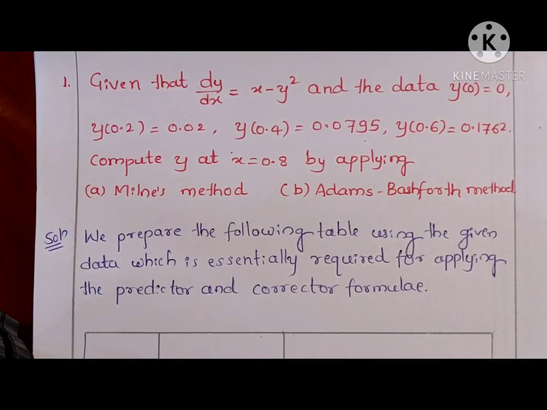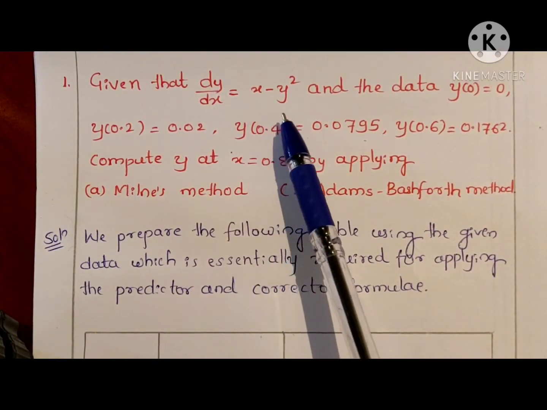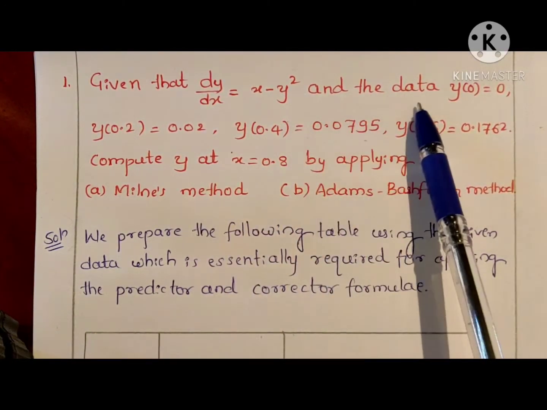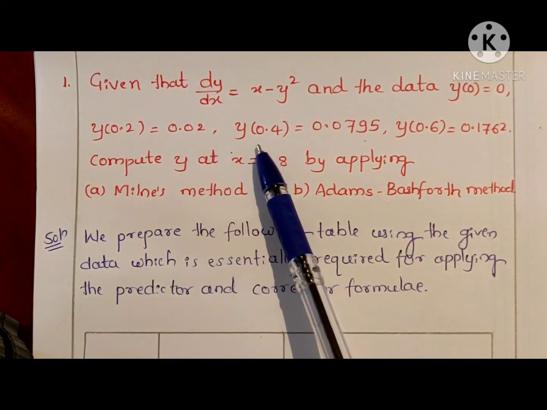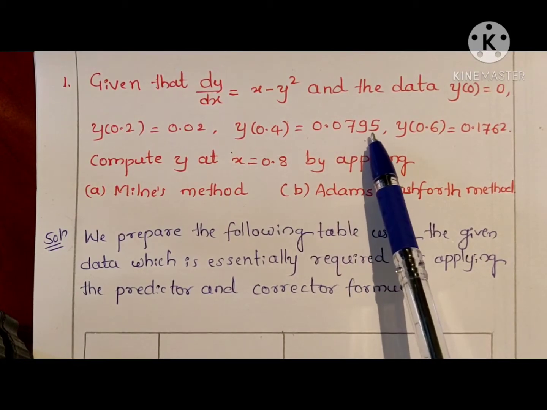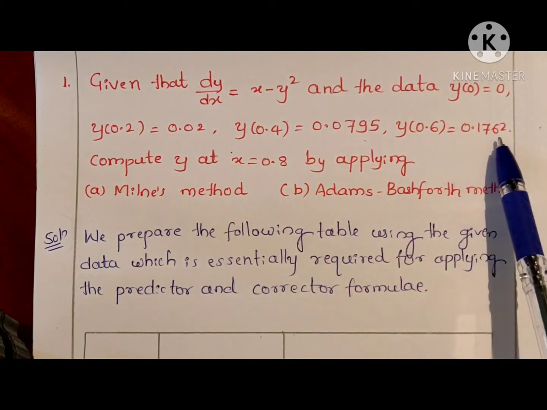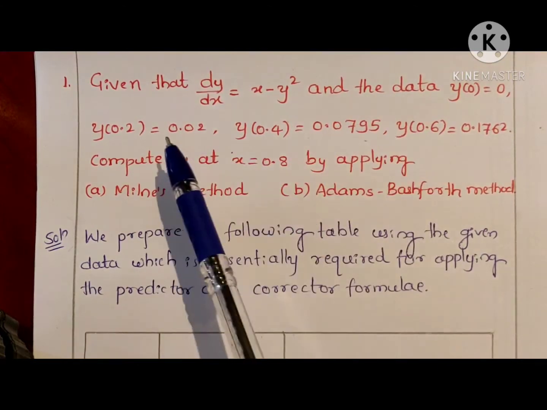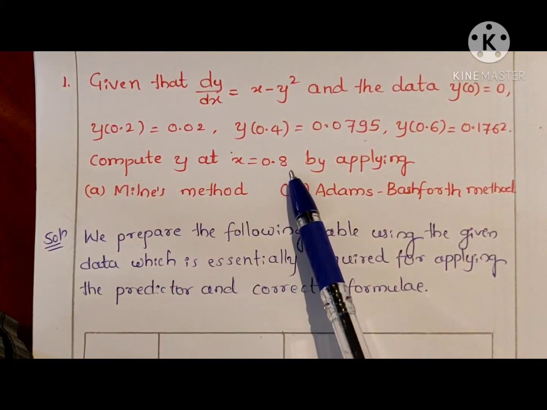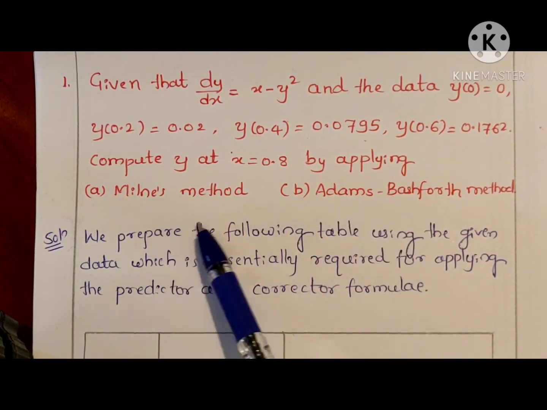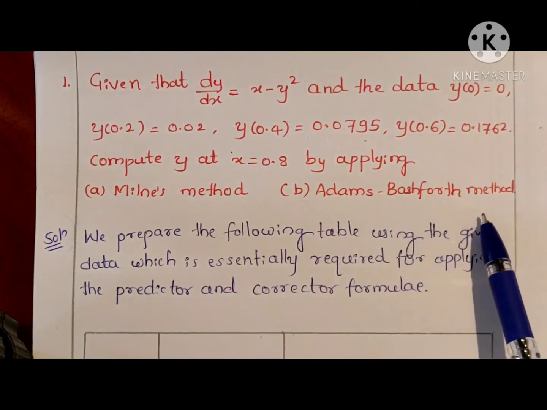In this class, we are going to solve examples on Milne's method and Adams-Bashforth method. First example: given that dy by dx is equal to x minus y square and the data y of 0 is 0, y of 0.2 is 0.02, y of 0.4 is 0.0795, y of 0.6 is 0.1762. You are given the four sets of values. Compute y at x equal to 0.8 by applying Milne's method and Adams-Bashforth method.